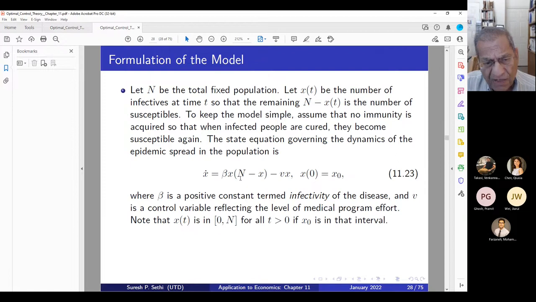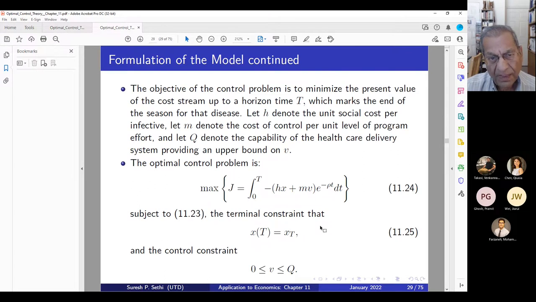It's very simple to show that this model will stay between 0 and N. So there's no reason to put a state constraint, just like in the Vidale-Wolfe model. You can easily argue that if it's 0, it will increase. If it's N, it will decrease. So it will never go beyond N, never go below 0. The objective of the program is that there's a social cost with infectives. So that's the social cost, h times x. And there is a cost of control of medical effort, which is m times v. And there's a discount rate. And we want to minimize this cost, so we want to maximize the negative of this cost.